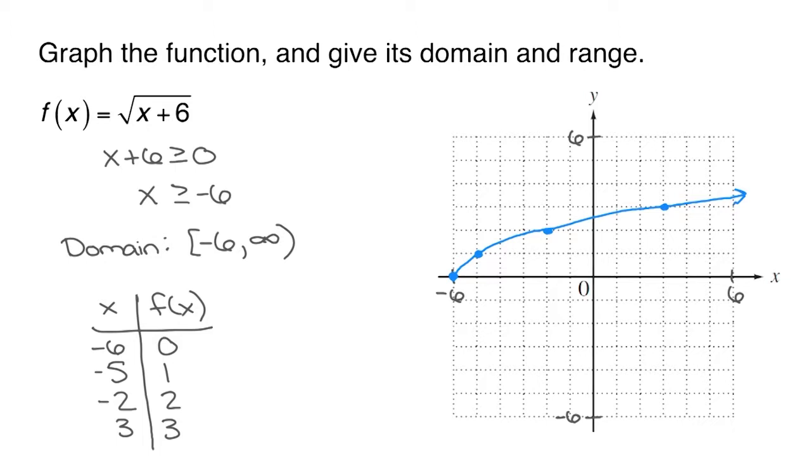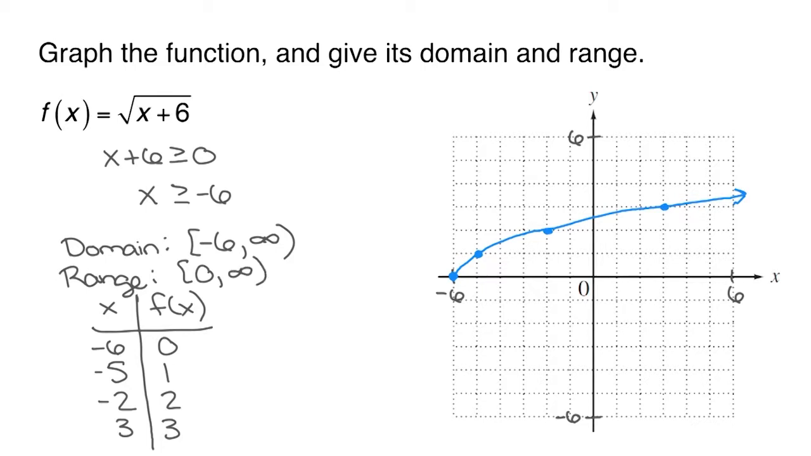showing that the graph continues indefinitely to the right, but does not continue indefinitely to the left, because remember that the domain is from -6 to infinity, including -6. So our range is the interval from 0 to infinity, including 0.